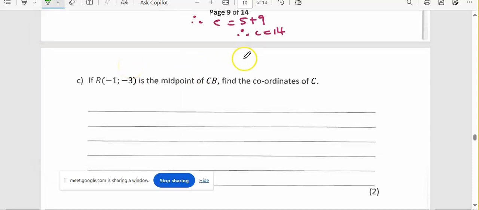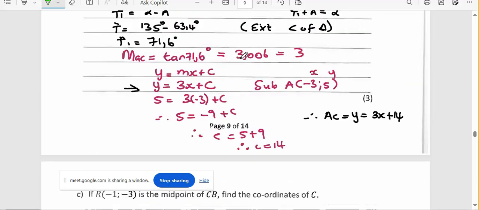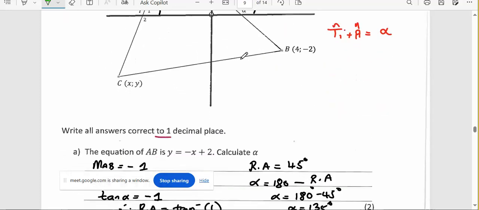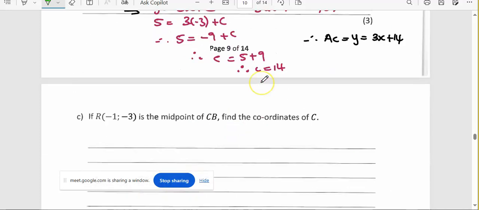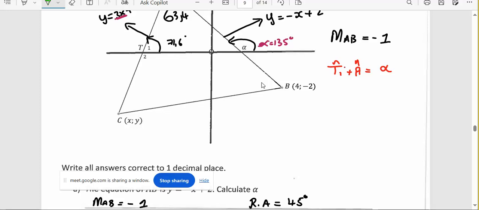Right. Let me quickly go back. They say R is -1 and -3 and is the midpoint of CB. So this is my CB. Somewhere they said R is what? Both of them are negative. So it will be somewhere here. So this will be my point R, which is the midpoint. They say it's -1 and -3. Are you still with me on that? So they want us to use this point to find the coordinates of C using the midpoint formula.